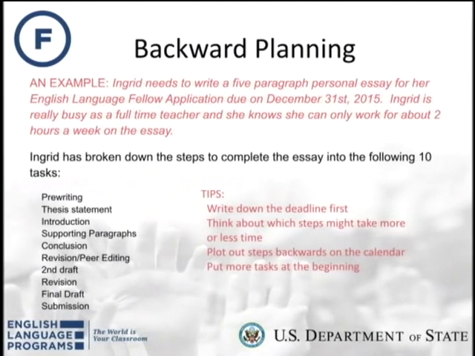So the first thing you need to do in your plan is write down the deadline. The second thing you need to do, think about these steps. The third thing is to plot out the steps backwards on the calendar. So you have a blank calendar. You can put the deadline on, and then you can work backwards through the steps and try to put more tasks at the beginning. You know that I only have about 2 hours every week to work on it. Okay? So work with a partner or 3 or 4 of you together, someone that you're sitting near, and see if you can plot and plan out this assignment.